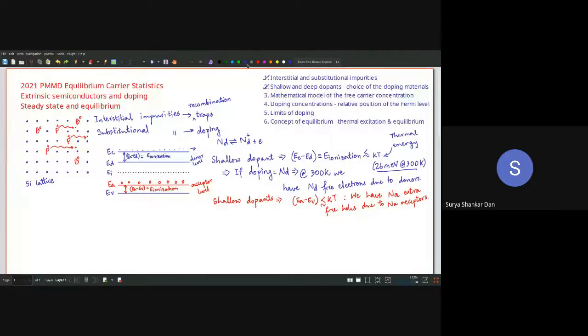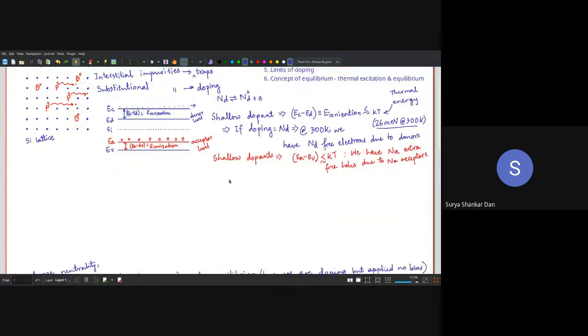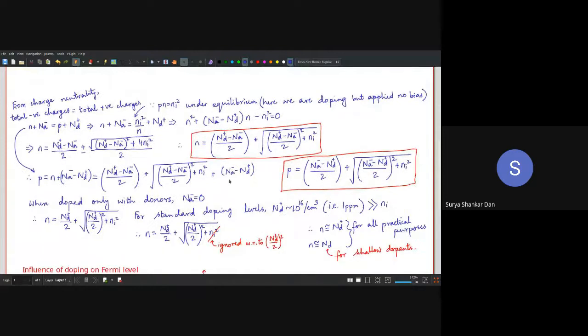Now we will again get back to our third thing, which is the mathematical model for the free carrier concentration. All right, so this is number 3. Instead of spending time on this, I have already written it here, so I'll just explain what I've done.